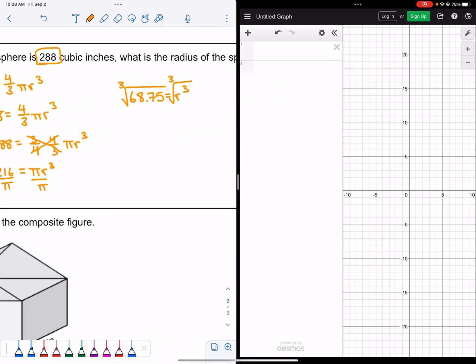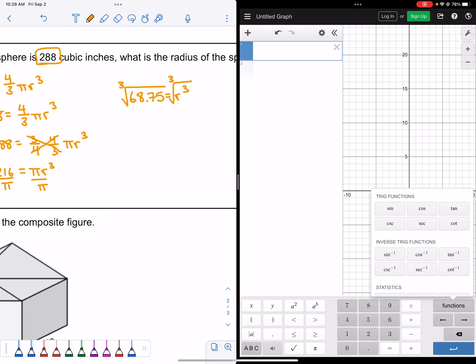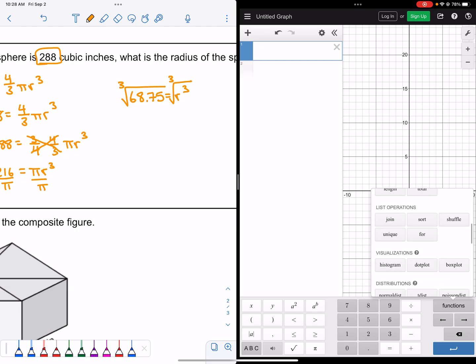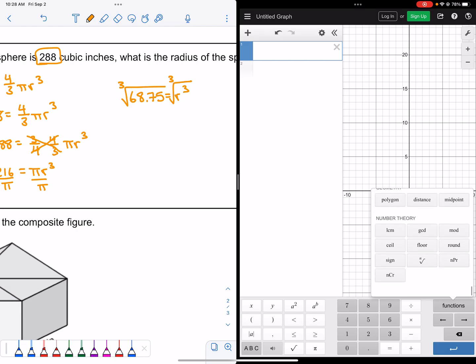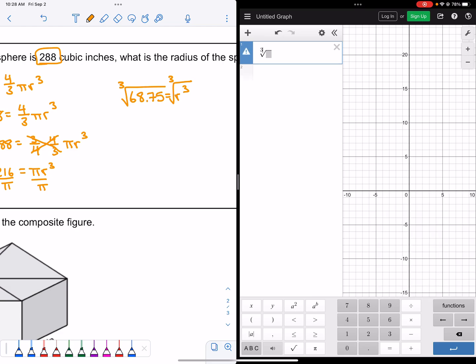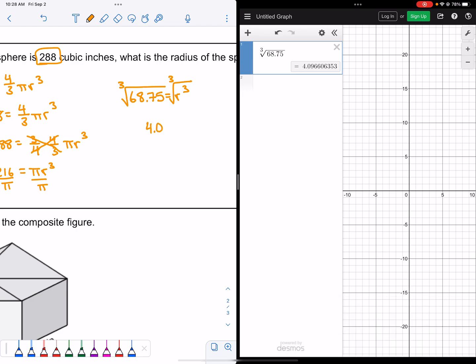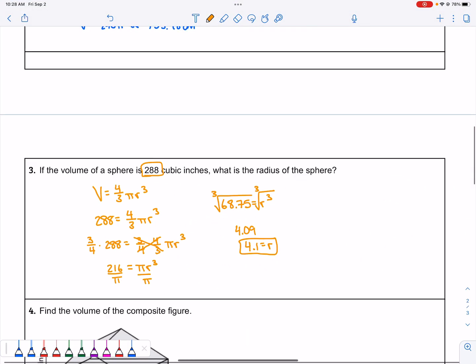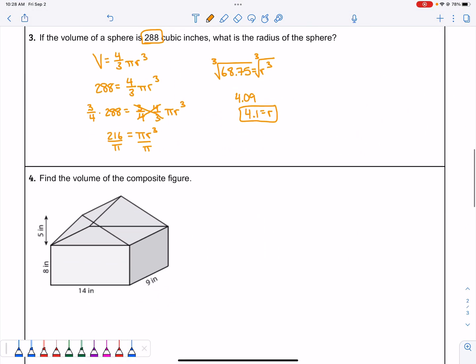If I want to take the cube root, I've just got to go to the functions menu and go to the bottom. And there's the one in the middle at the bottom that has a little nth root. And then you can put the cube root outside and whatever number you need underneath. So 68.75 would give me about 4.09 or about 4.1 for my radius. So that's it for number 3.